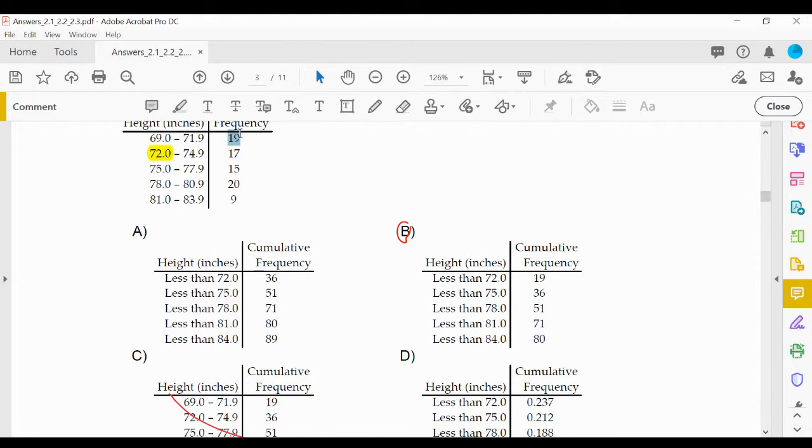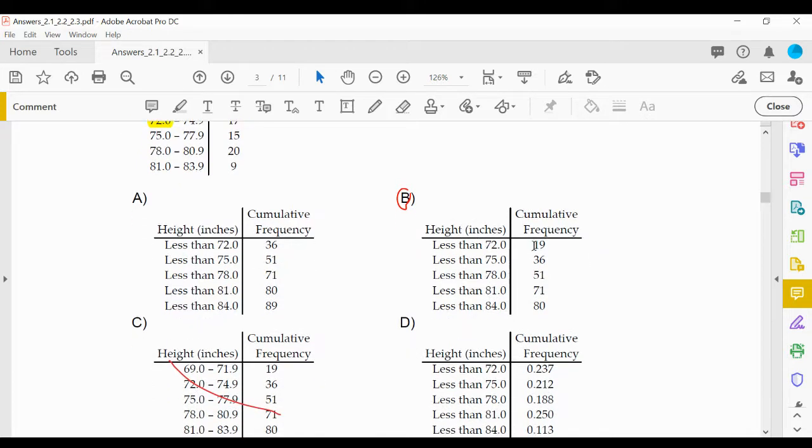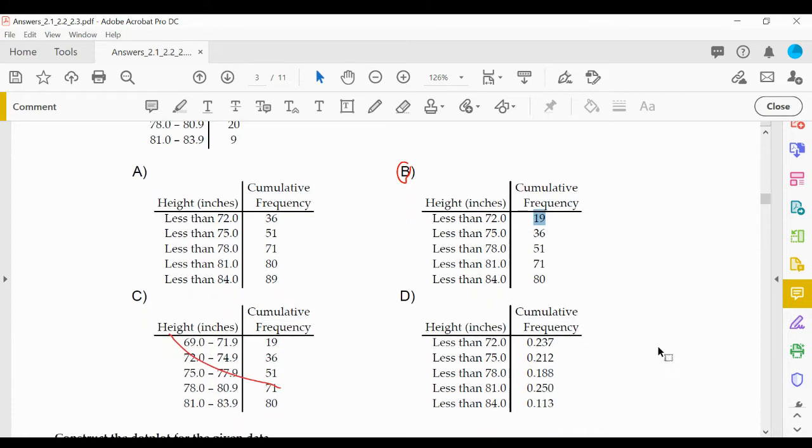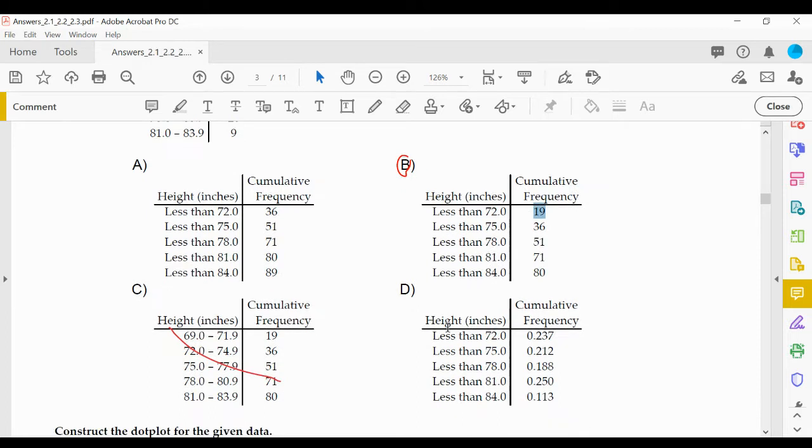Well, here it is right here. 19 were less. All right. Because between 69 and 71.9 is less than 72. There's only one that has the correct 19. When I see that, I'm done. It's letter B. Can't be anything else. All right. A, and I don't know what D is doing. It's got a cumulative, but that's a decimal. That's relative frequency.